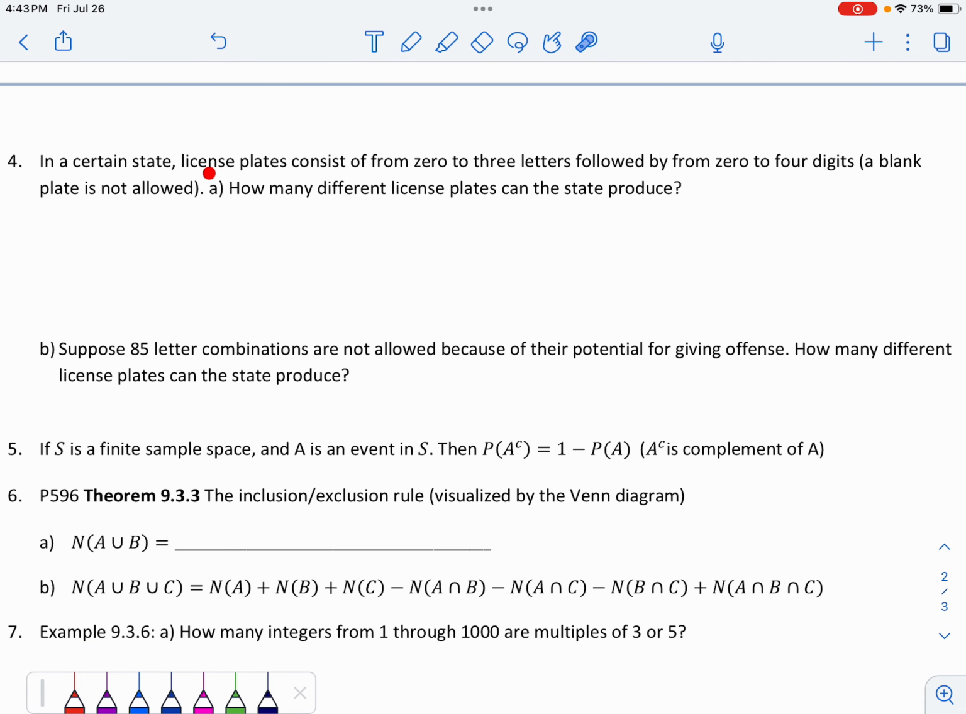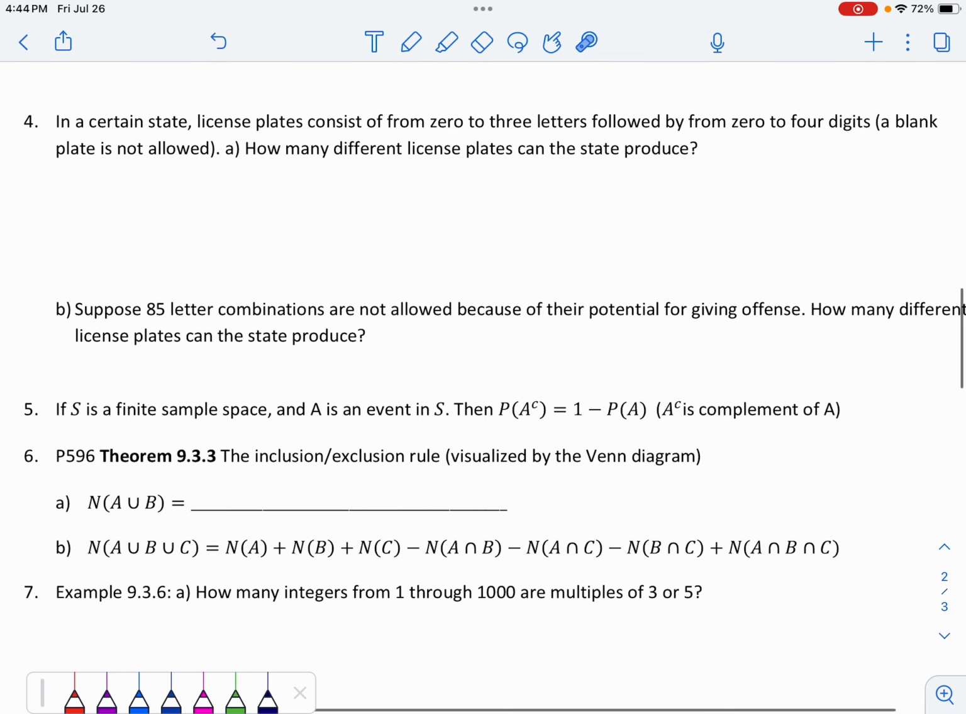In a certain state, license plates consist of from 0 to 3 letters, followed by 0 to 4 digits. By the way, a blank plate is not allowed. You cannot say you do not want to use letters and do not use digits. That would be a blank plate, which won't be allowed. So let's count how many different license plates the state can produce.